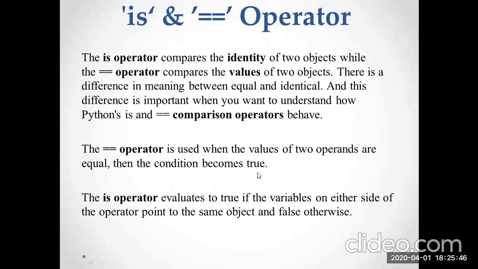The double equal to operator is used when the values of two operands are equal, then the condition becomes true. The is operator evaluates to true if the variables on either side of the operator point to the same object, and it is false otherwise.